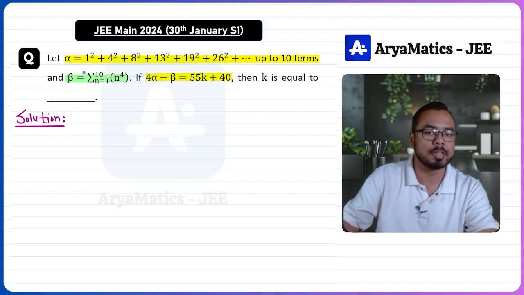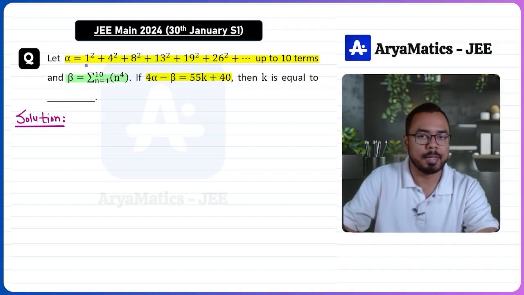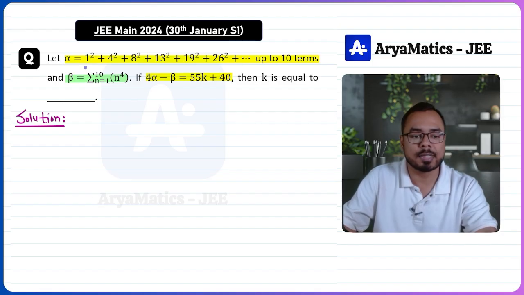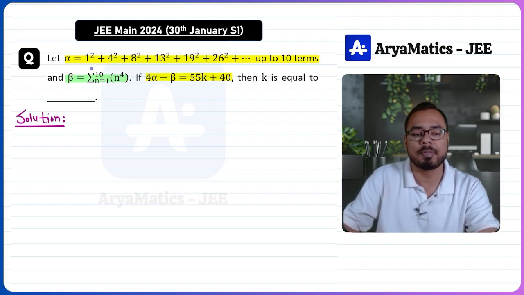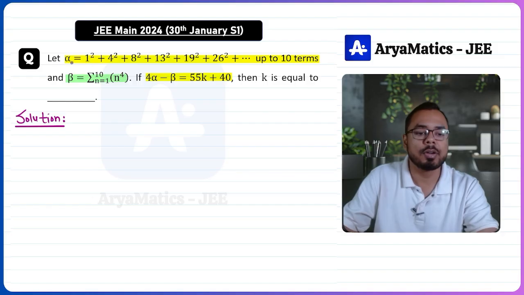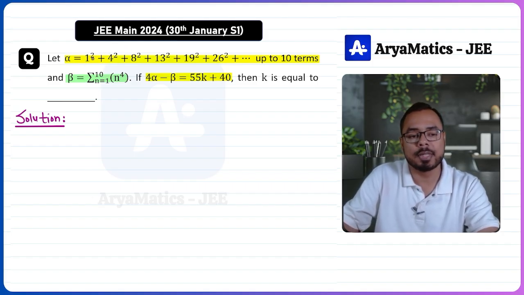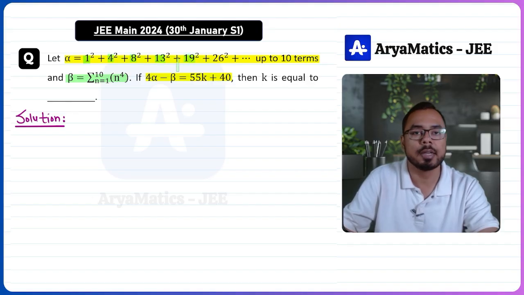And here basically first we need to find the general term of alpha, right? In alpha, you have 1 square, then 4 square, then 8 square, and so on. So, first let us try to figure out the general term in alpha, and then using sigma notation, we can find alpha, right? Alpha will be sigma Tn, where Tn is the nth term of this series, right? Now, for this series, if you notice, 1, then next number 4, then 8 and 13, 19.